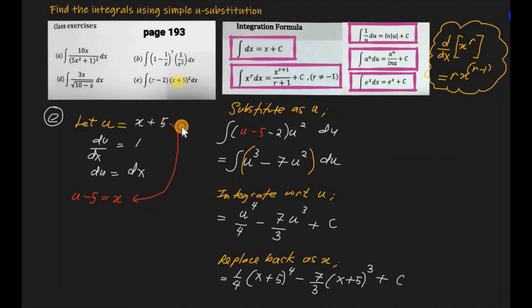So what is the u? The u is just now our x plus, sorry, x plus 5. So we replace it back. Power 4, power 3, and plus c. So that will be our final answer. Don't stop there. Make sure you do more exercises. Okay, so thank you for this part.